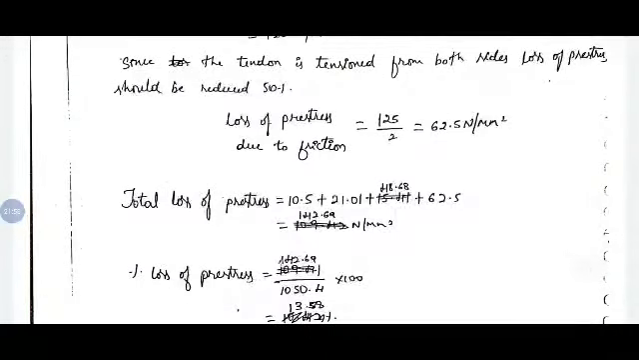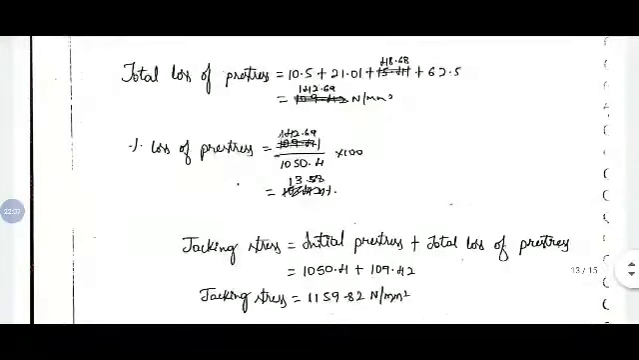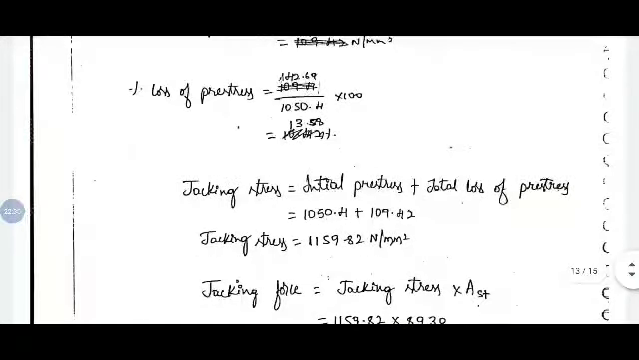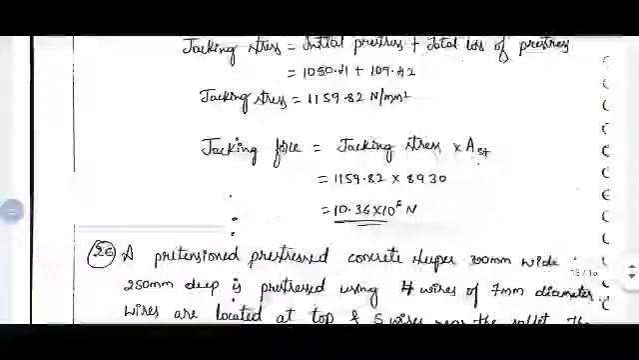And loss of pre-stress, total loss you can consider, percentage loss of pre-stress you can do. Then jacking stress: total initial pre-stress what you are applying, plus what is the total loss. If you add both, that is the force you need to apply, you will get jacking stress, that is 1159.8 Newton per mm square. Then again multiply it with Ast, we will get jacking force.